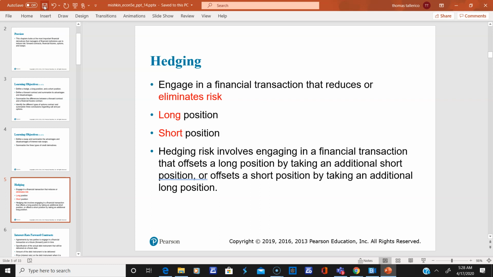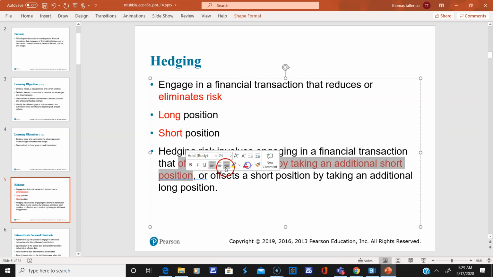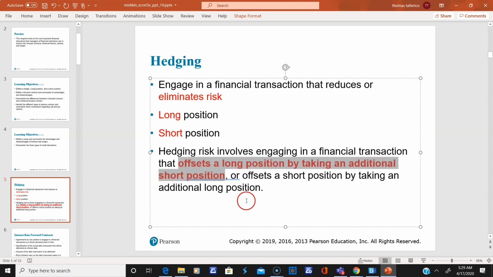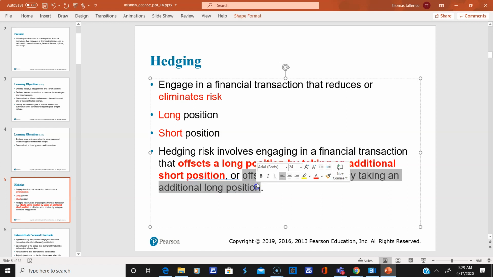Or you could take a short position. All right, so hedging risk, here's a nice definition here, involves engaging in a financial transaction that offsets a long position by taking an additional short position. So this is a good statement. Or offsets a short position by taking an additional long position. So this is vice versa, right? But in any case, you're just simply trying to eliminate risk.